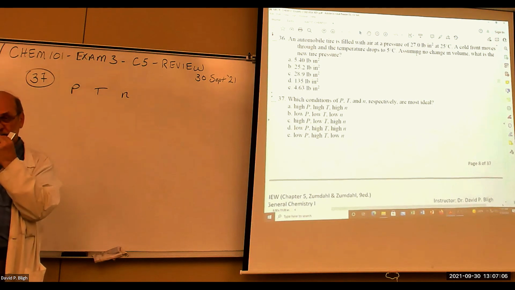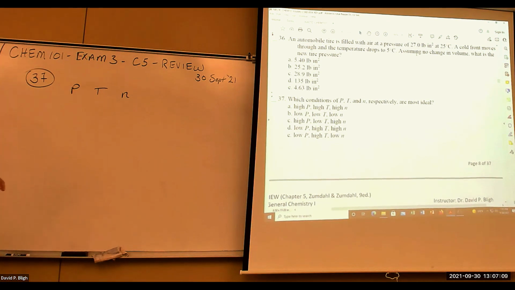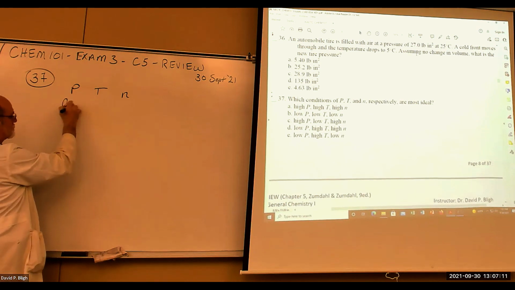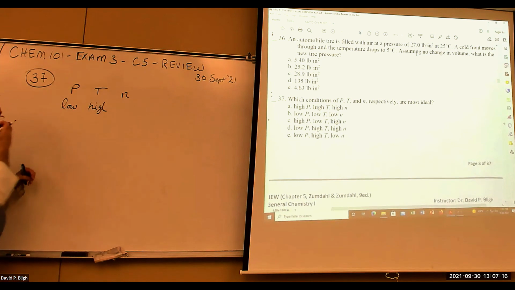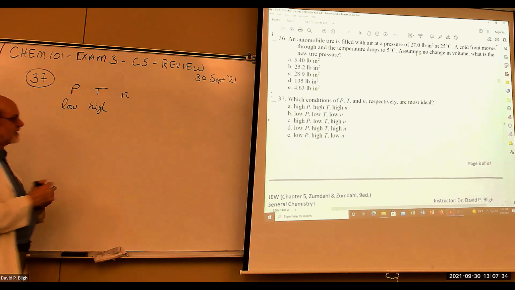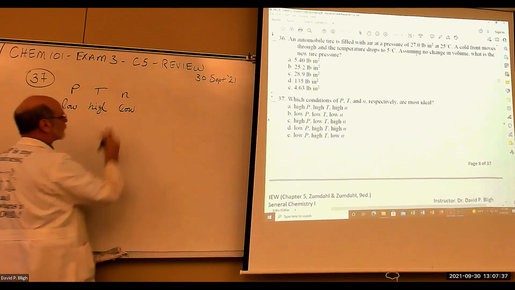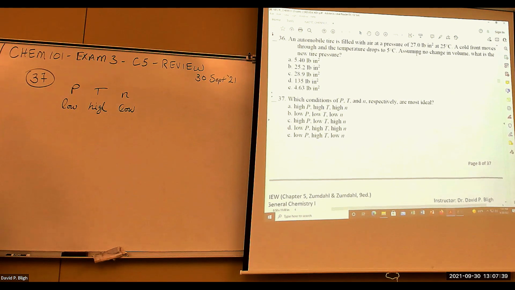So we overcome the real situation at low pressure and high temperature, correct? What about moles? If you have lots of moles of gas in there, that means that pushes them closer together, right? That kind of defeats the purpose. So we need lots more space, and you get that by fewer moles. So low numbers of moles would also contribute to ideal behavior. Okay?